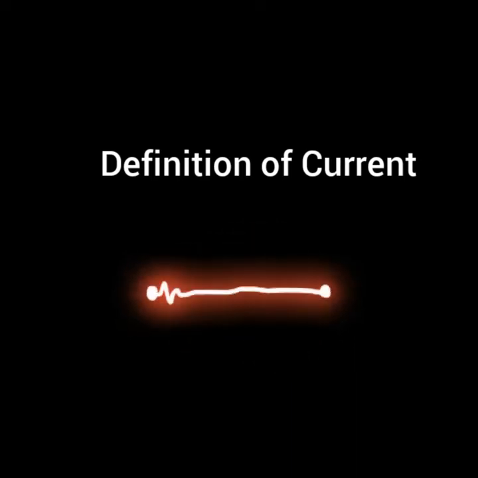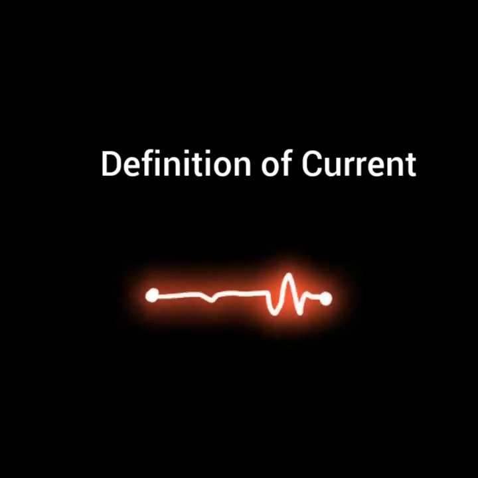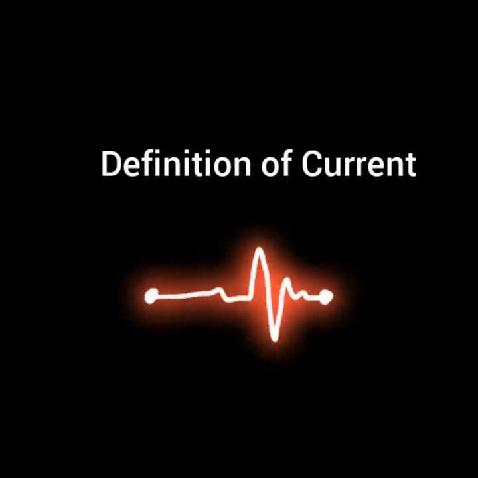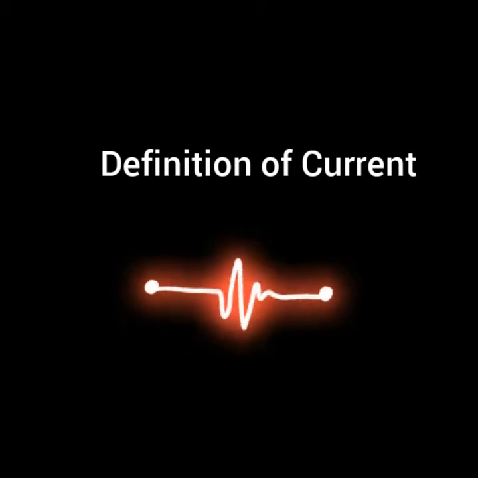Today we are going to discuss electricity. Chapter: electricity. Particularly, we are going to discuss the current. How is current formed? When charged particles move with respect to time in a conductor, then it forms current.